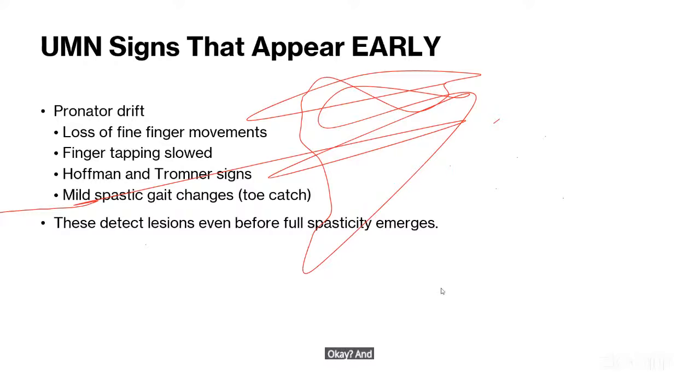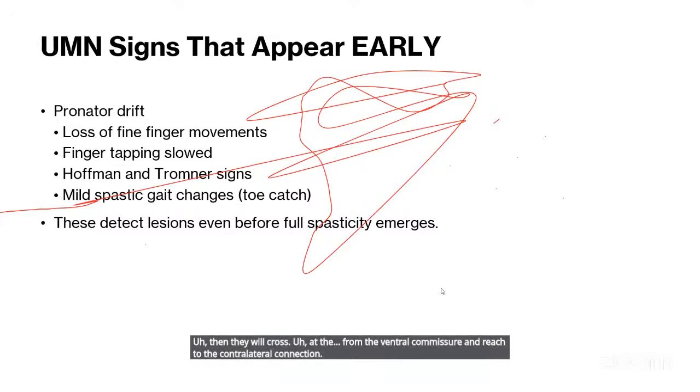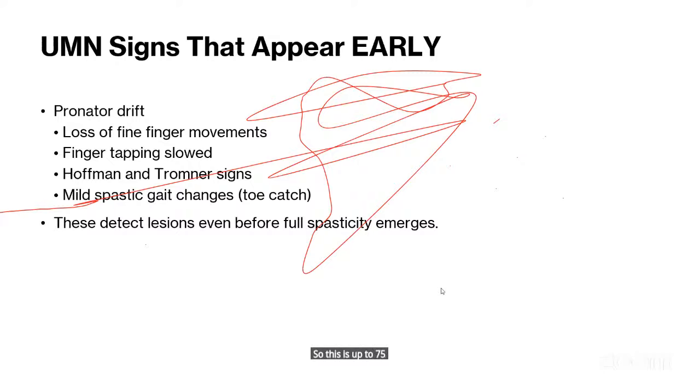And how many are getting crossed at the level of the medulla? The lateral corticospinal tract will be crossed at the level of the medulla, but the anterior corticospinal tract, once they come down, will cross from the ventral commissure and reach the contralateral side. But how many? 75 to 90% will be crossed, ma'am, at the medulla. Right. So there are 75 to 90% which will be crossed.